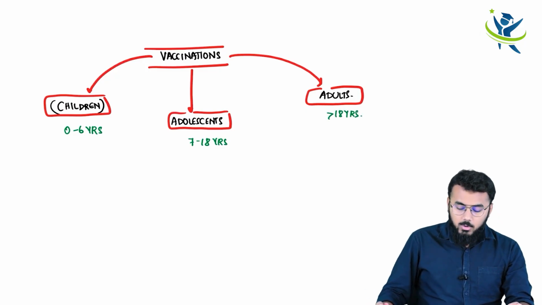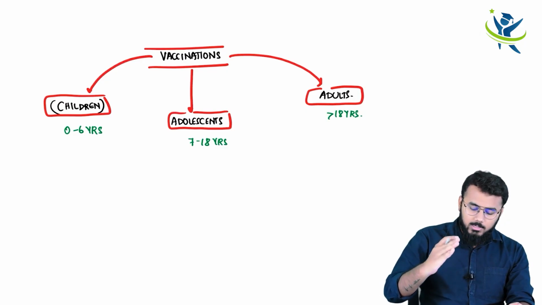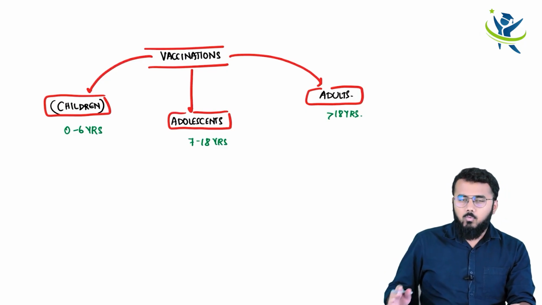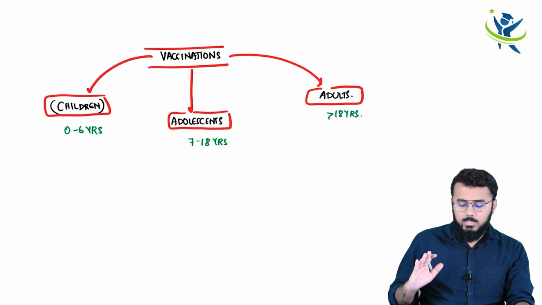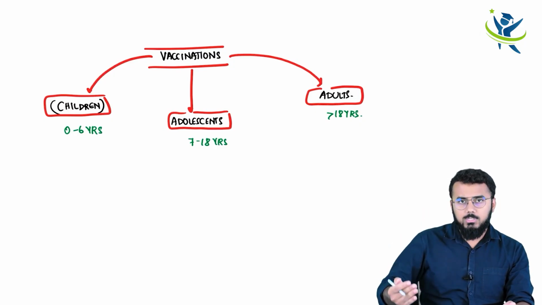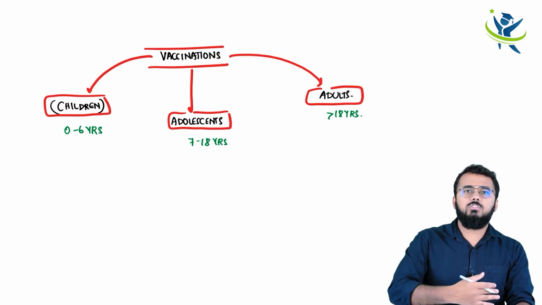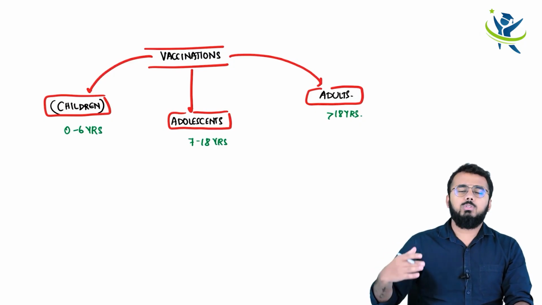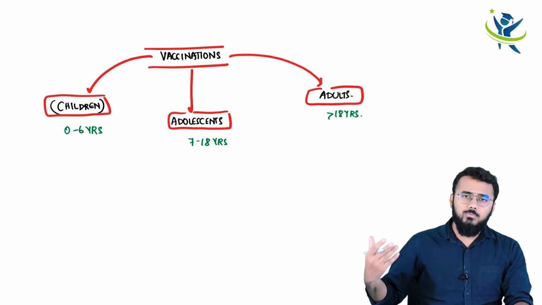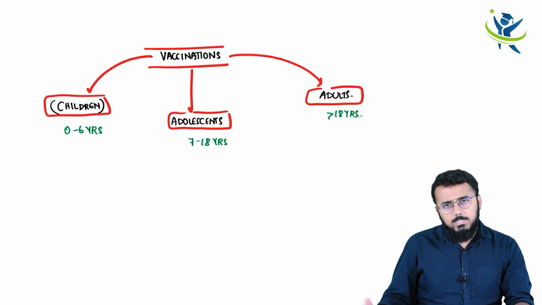Now what vaccines should we give for the children age group? What vaccines should we give for the adolescents, and what vaccines and how many doses? At which time, what dose has to be given? The first dose, when should we give? When should we give the second dose? When should we give the third dose, the fourth dose, the fifth dose? So we shall be discussing all of that.